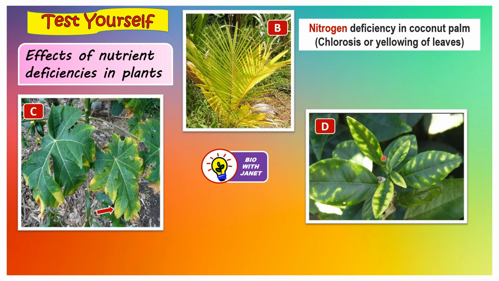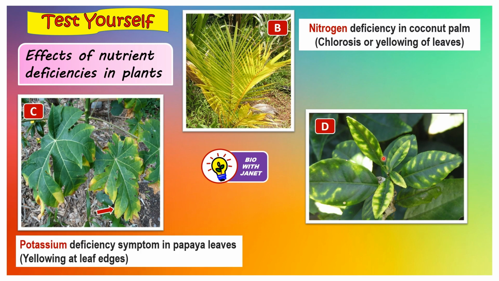Yes, it is a potassium deficiency symptom. Okay, these papaya leaves show potassium deficiency symptoms because of the yellowing of the leaves at the leaf edges only, not the whole leaf, right? So it starts with the yellowing of the leaves at the leaf edges. This is a unique symptom of potassium deficiency in the plant.